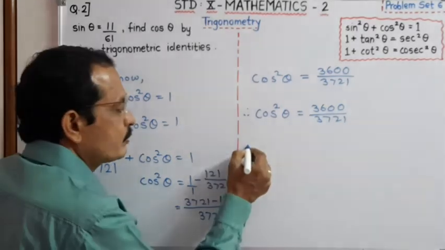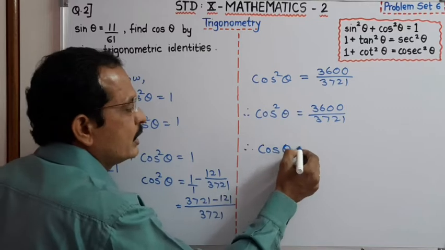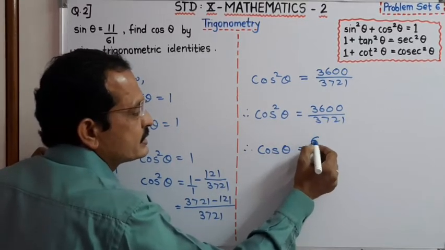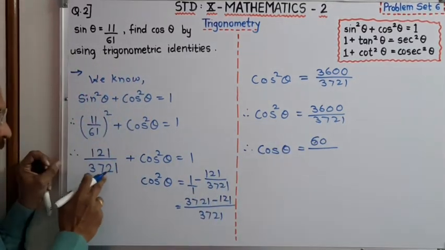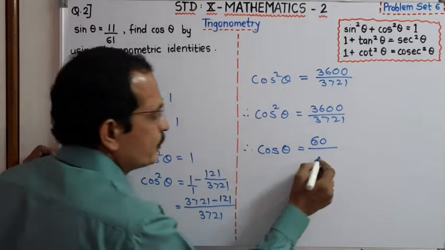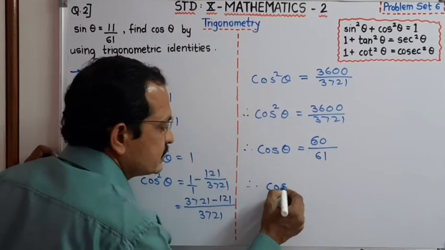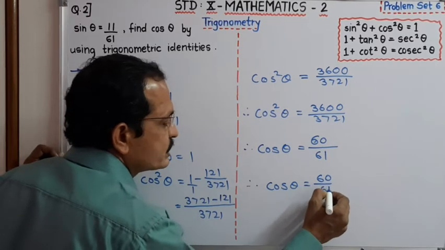Therefore, taking the square root of both sides, we got cos theta is equal to the square root of 3600, which is 60, upon the square root of 3721. We know that 3721 is the square of 61. Therefore we write 61 here. So our final answer is cos theta is equal to 60 upon 61.